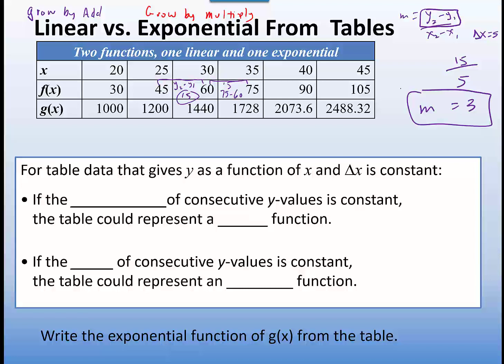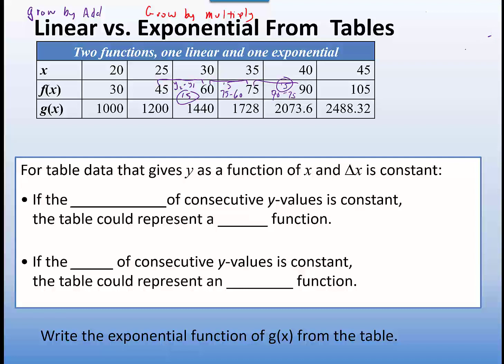So I think we could check a few more. 90 minus 75, that one's also 15 again. All right, so I've come to enough data that I can reasonably draw my conclusion here. And I'm going to call it F is linear. What about G? Is G linear?